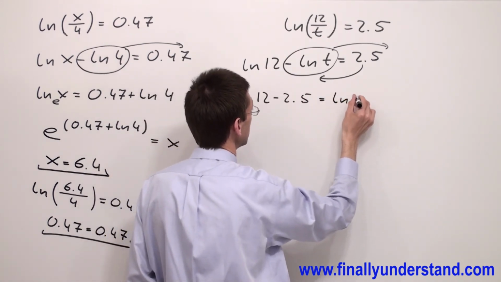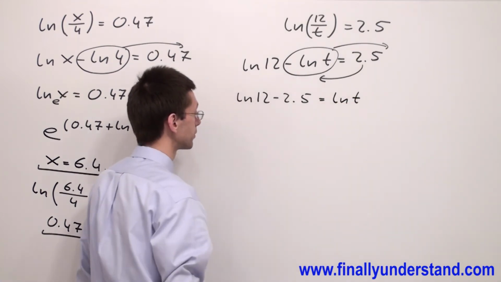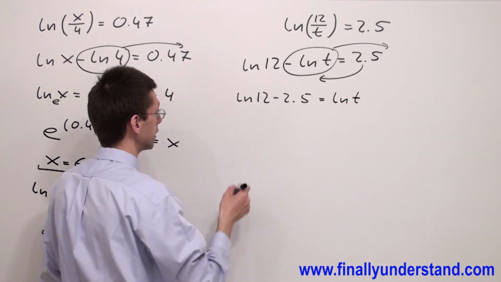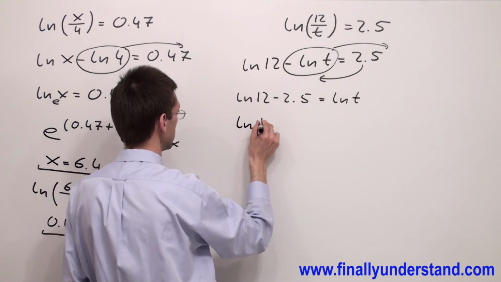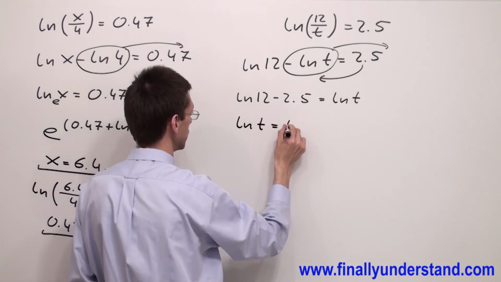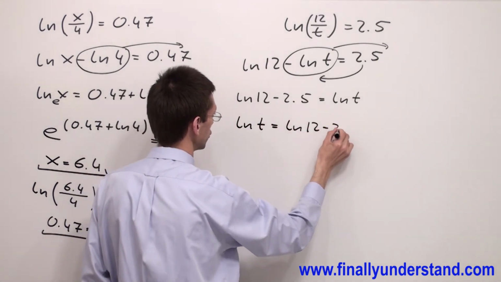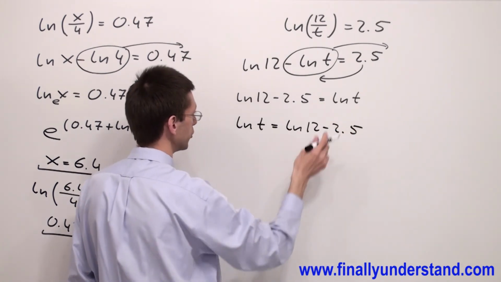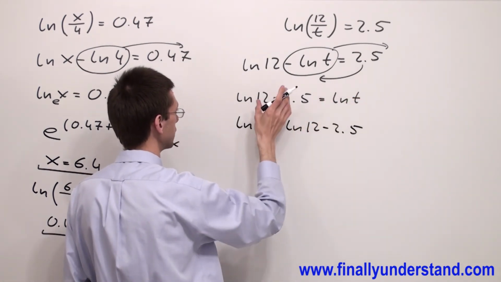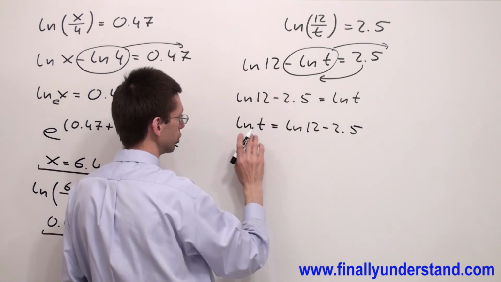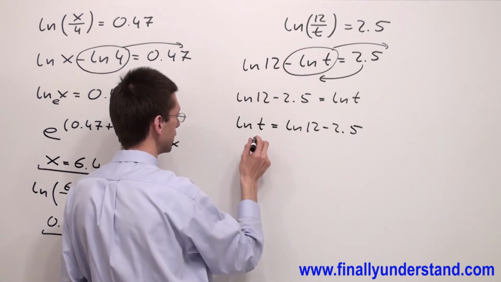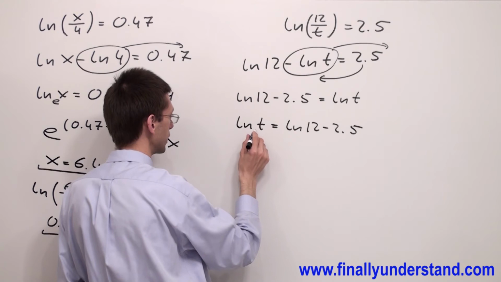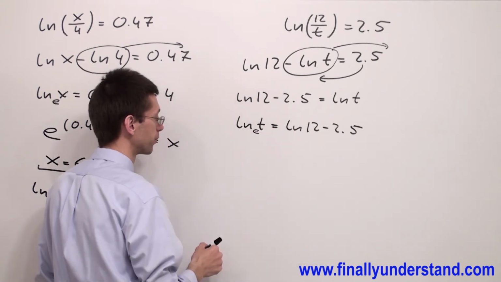ln t. I can rewrite this as ln t equals natural log of 12 minus 2.5. This is the same thing. Anytime you're moving everything from the right side to the left and everything from the left side to the right, you don't have to change the signs. Keep in mind that natural log has always base e.